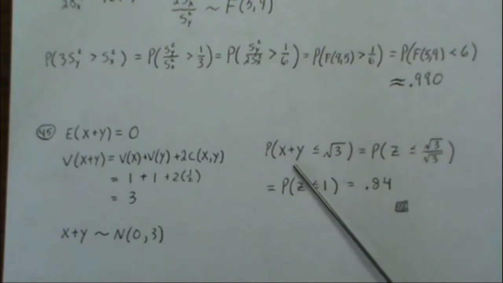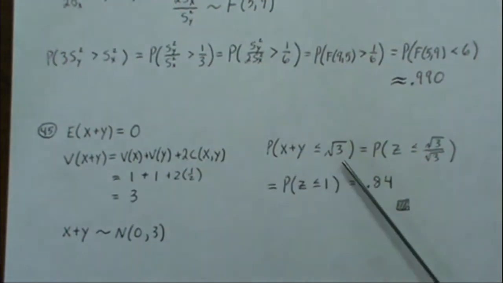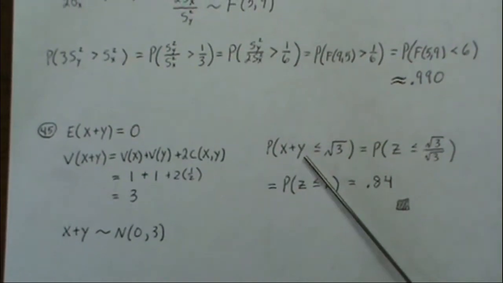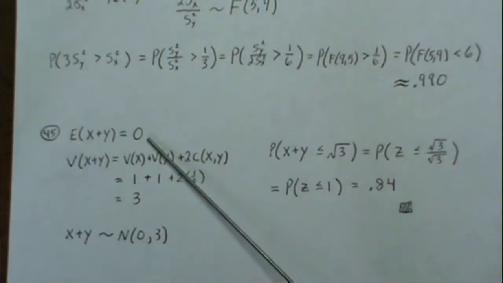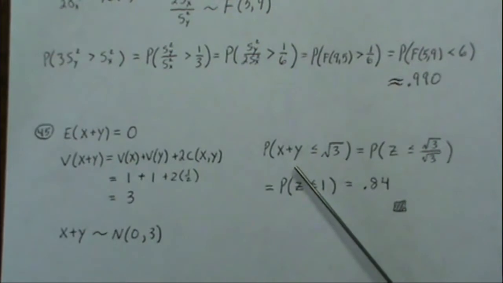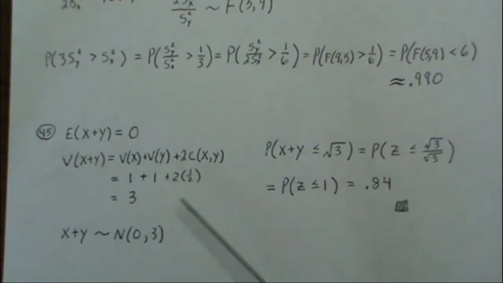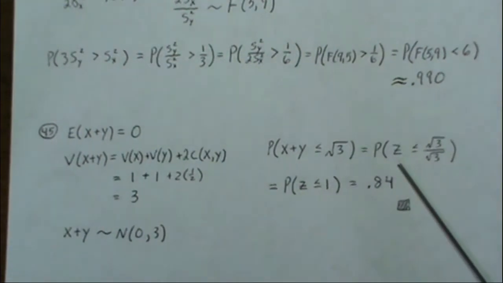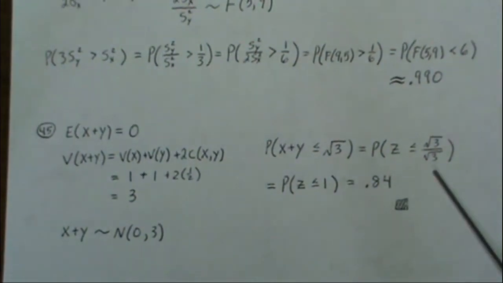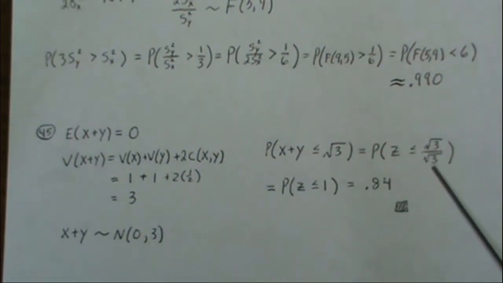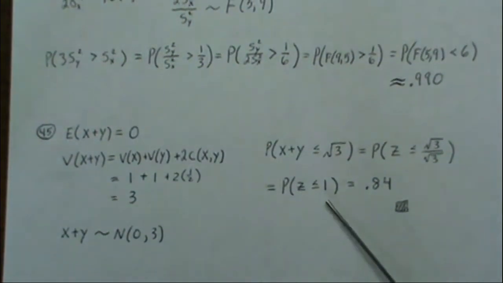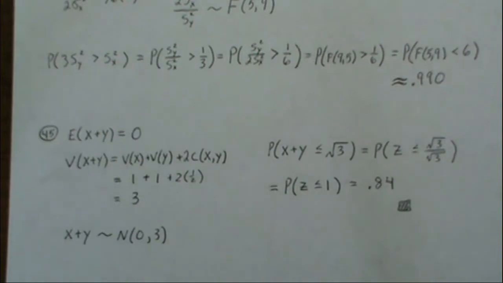So to find the probability that x plus y is less than or equal to the square root of 3, we subtract the mean of both sides, which is 0, and divide by the standard deviation, which is the square root of 3, so this becomes a Z. And since we divide by the square root of 3, we get this. Well, this is the probability that Z is less than or equal to 1, which is 0.84.